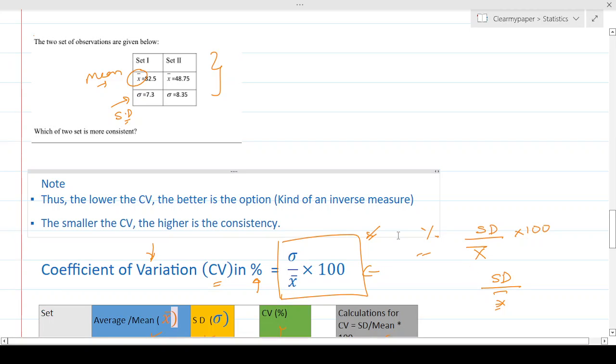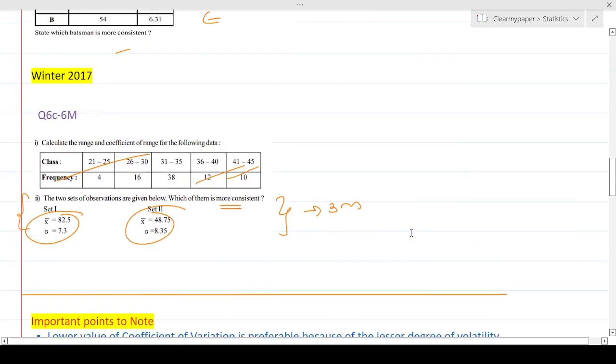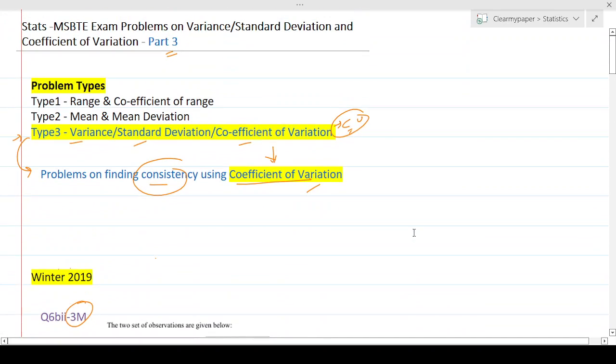So always remember that. I'll see you in the concluding episode, where we talk about another variety of type 3 problems that comes for 6 marks, and we'll talk about that in detail, where we have to calculate more than one value. We might be calculating SD and mean and CV and so on. So we'll see you in the part 4 video on type 3 for 6 marks.